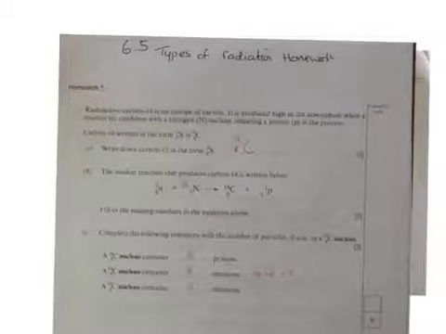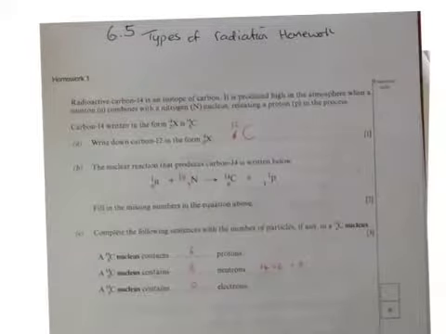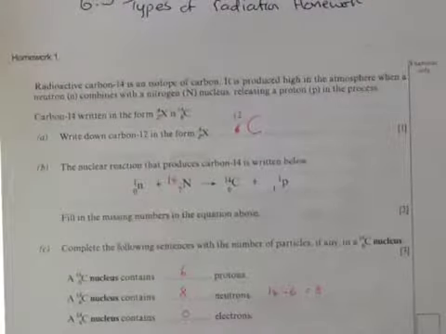Okay, so we're going to do types of radiation, homework 6.5. And the first question: radioactive carbon-14 is an isotope of carbon. Let's just zoom in on this. It says it is produced high in the atmosphere when a neutron combines with a nitrogen nucleus. Okay, so what's the question asking us?